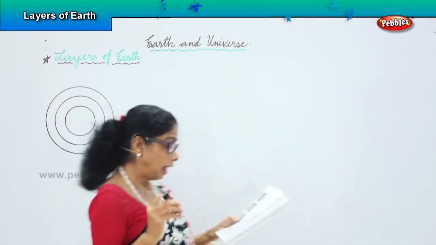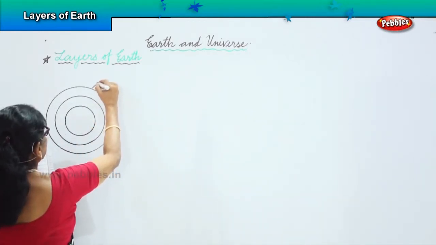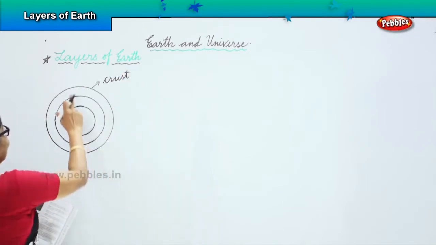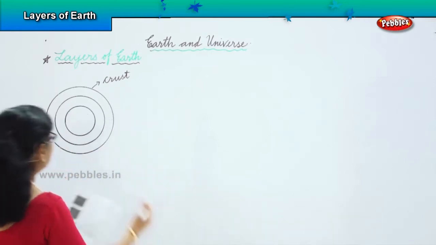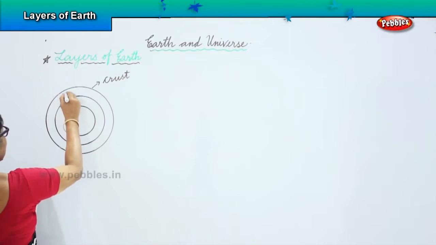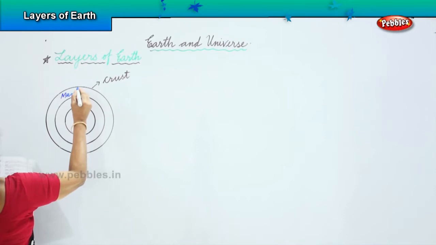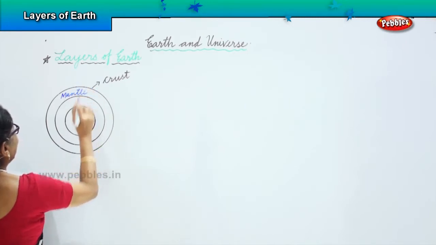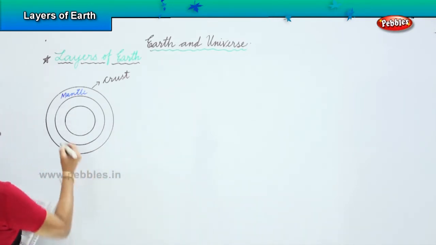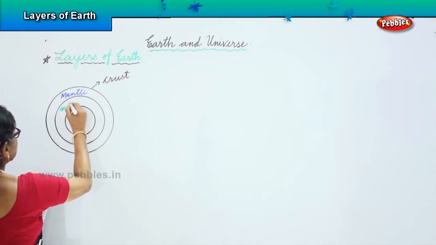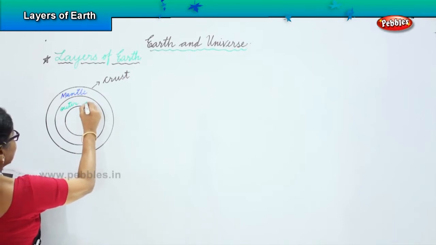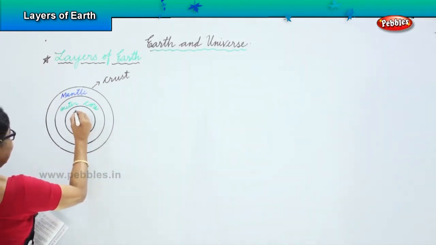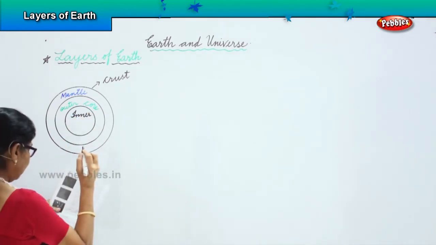Now, we have, first of all, the outer one, we call it the crust. Then this one in, we call it the mantle. And then we have the inner one, we have the outer core. And then right inside we have the inner core.